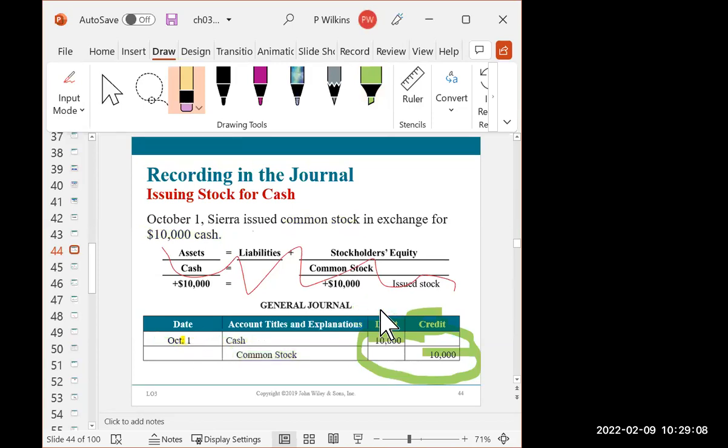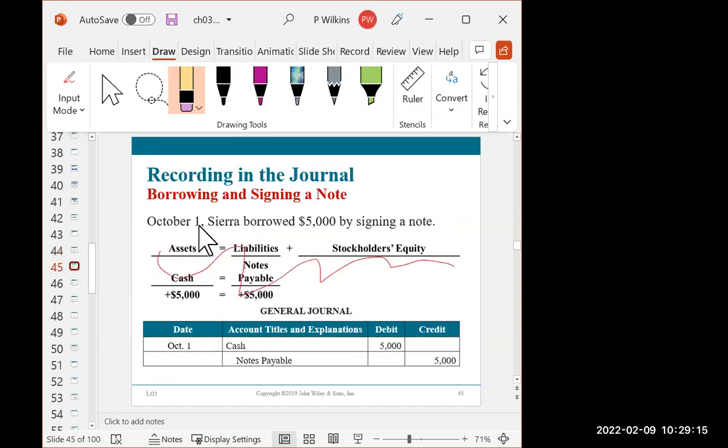Now we're going to look at the second entry, and we're still Sierra Corporation, right? On October 1, Sierra borrowed $5,000 by signing a note. So what did we get? Well, we got $5,000 in cash, right? So cash is an asset. Assets have a debit balance. So to make them go up, we're going to debit them. So October 1, the account is going to be cash. We're going to debit the account $5,000.